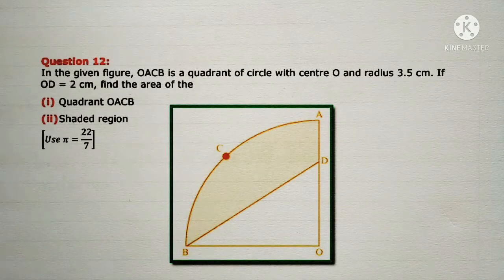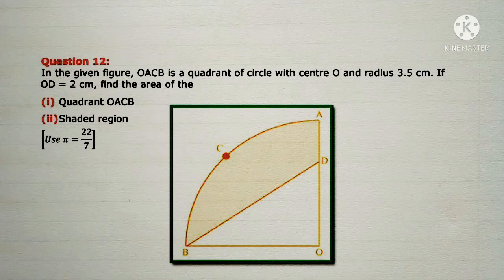Now, after completing question number 11, if you see the next one, question number 12, the question is given in this way. In the given figure, OACB is a quadrant of a circle with center O, and the radius is given as 3.5 centimeter, and OD is given as 2 centimeter. So here we have to find two results.